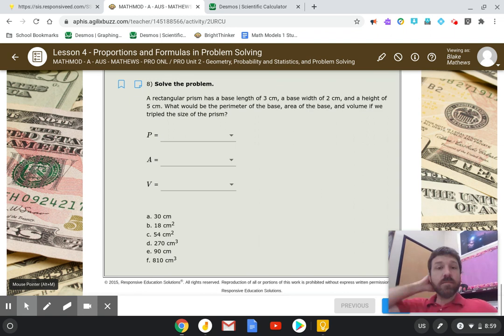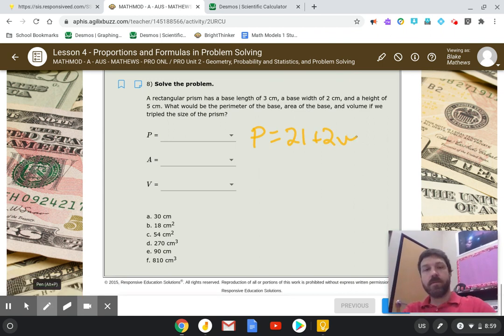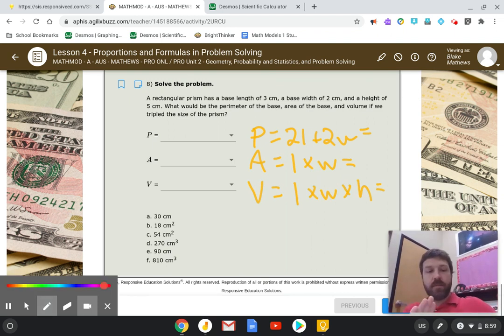Rectangular prism has a base length of 3, a base width of 2, and a height of 5 centimeters. What would be the perimeter of the base, the area of the base, and the volume? So perimeter of the base, this is a rectangle again, so you're going to do P equals 2L plus 2W. Area, you're going to do L times W. And for the volume, you're going to do length times width times height. You need to get the answers to each of those separately. Those are not the answer to the problem, though. You need to start by finding out what those answers are.